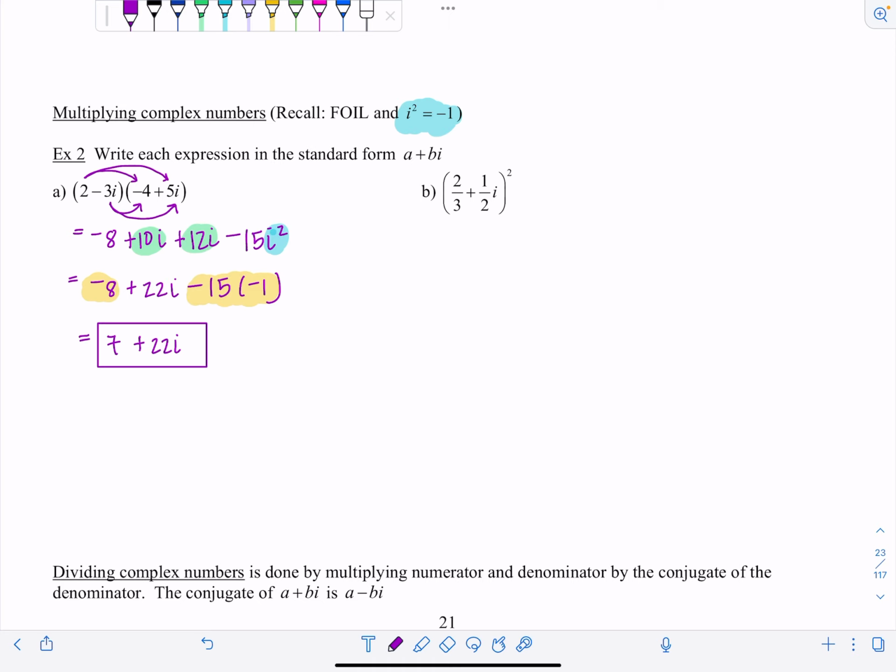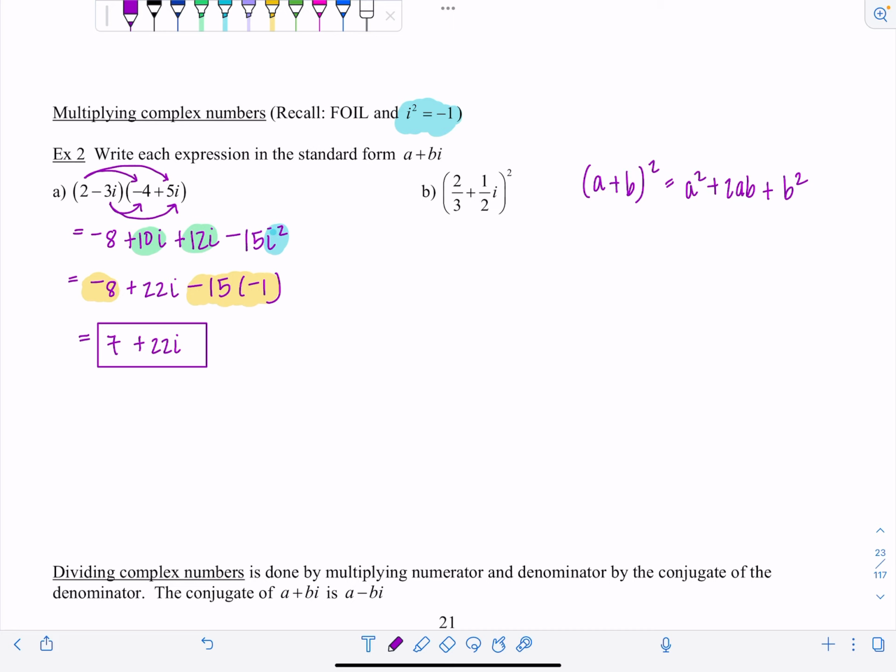Imaginary part comes second. All right, now we have 2/3 plus 1/2 i, quantity squared. You can write that quantity out twice and FOIL, but that's the equivalent of counting on your fingers. So let's remember the formula when we're squaring a binomial. a plus b squared is a squared plus 2ab plus b squared.